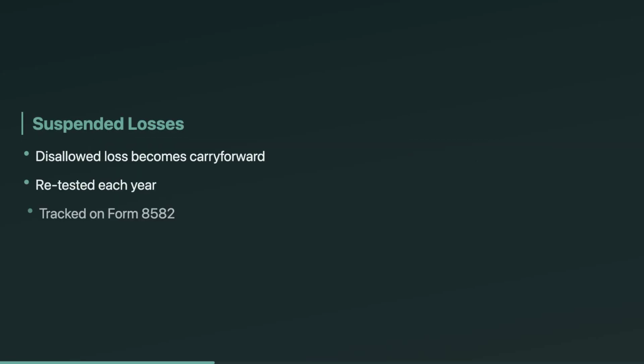When a passive loss is disallowed, it doesn't disappear. It becomes a suspended passive loss carry forward. Next year, you bring it forward and run the same limitation again. Non-corporate taxpayers use Form 8582 to total passive income and losses, figure what's allowed this year, and track what gets suspended. Think of Form 8582 as the traffic cop for passive losses.